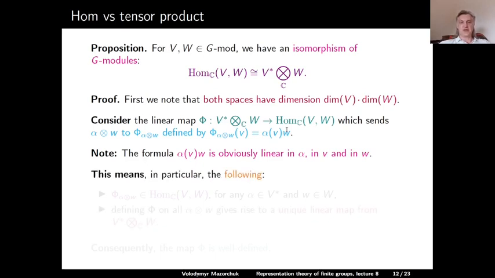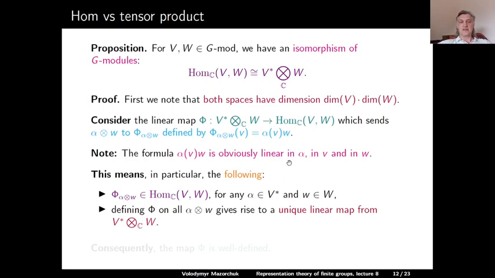So this means in particular that phi_{alpha tensor w} is indeed a linear map from V to W, because this formula is linear in v. And this is true for any alpha in V star and for any w in W. And it also means that defining phi on all elements alpha tensor w gives rise to a unique linear map from the tensor product to Hom(V,W). And this is because the tensor product is by definition linear in alpha and it is linear in w. So this means that phi is a well-defined map. So this is a well-defined linear map from V star tensor W to Hom(V,W).